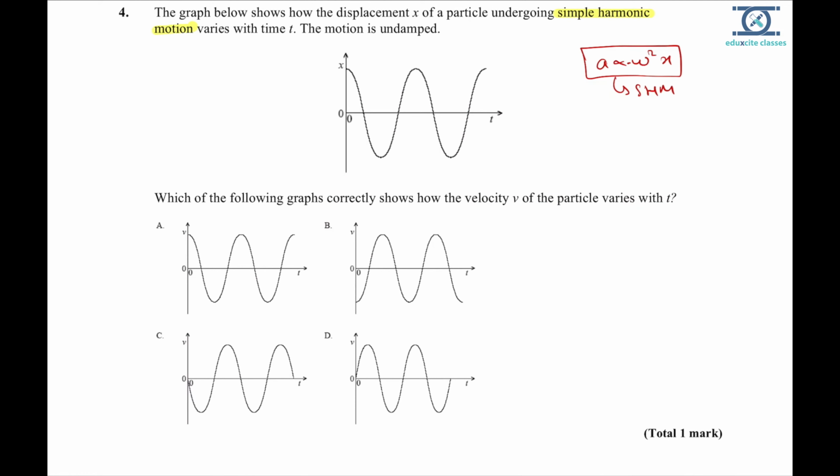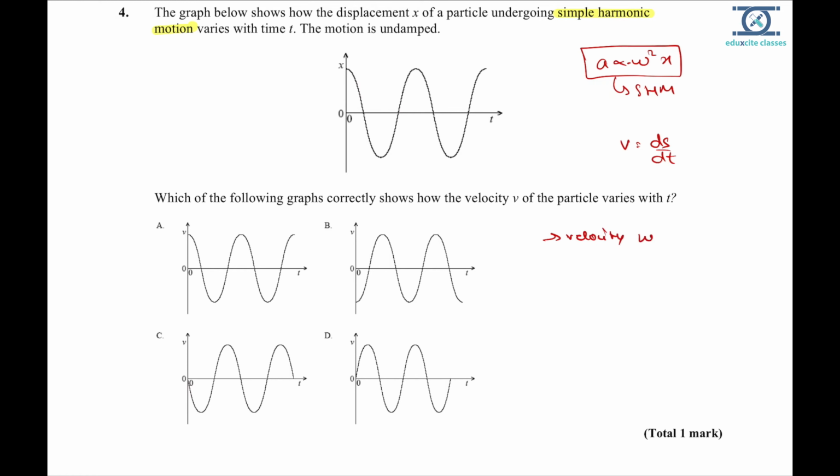Now we know a relation that velocity is nothing but the differentiation of displacement, or in other terms, if the graph is given, I can say by finding out the slope I can find out the velocity. So the slope of the displacement versus time graph gives me the velocity. So for the first part, from this point to this point, you see the displacement is decreasing. Okay, so it has a negative slope, so the velocity will start from negative.